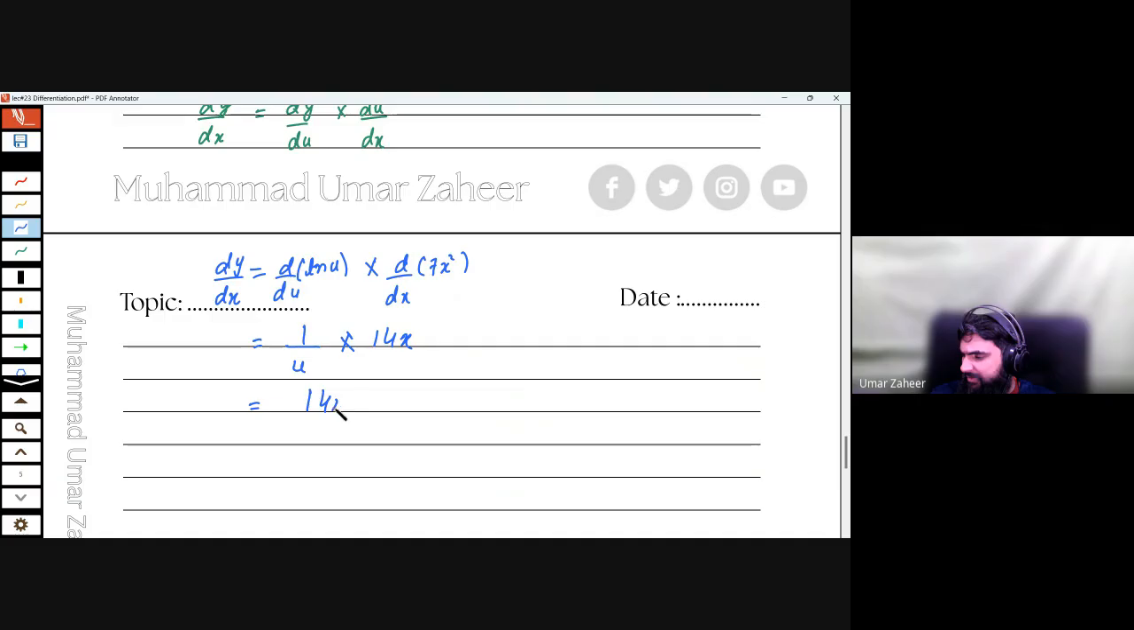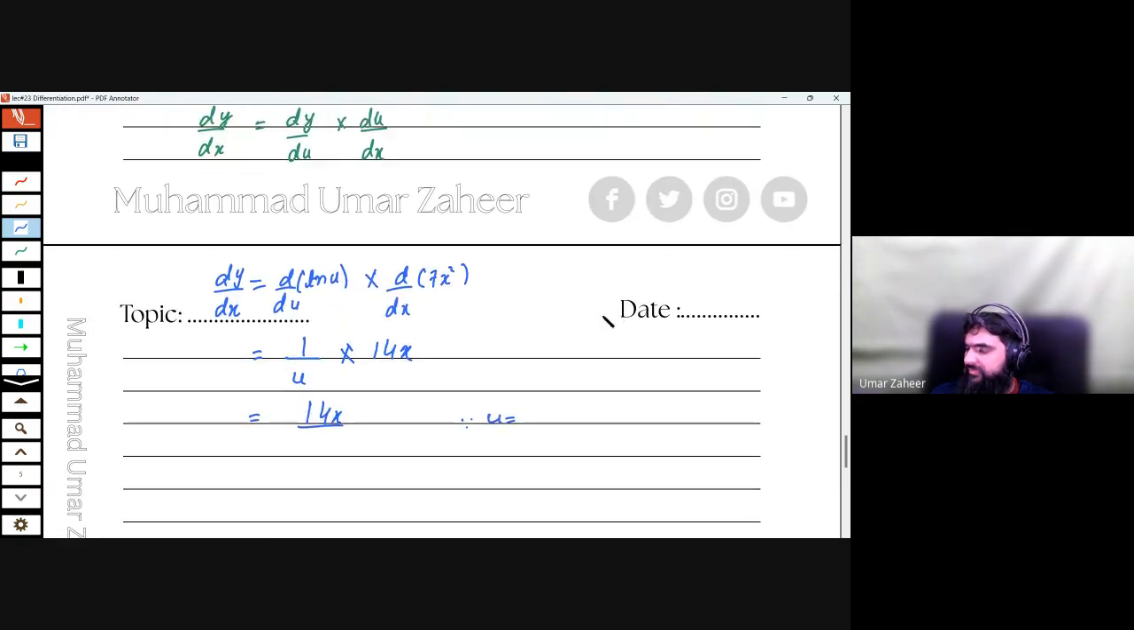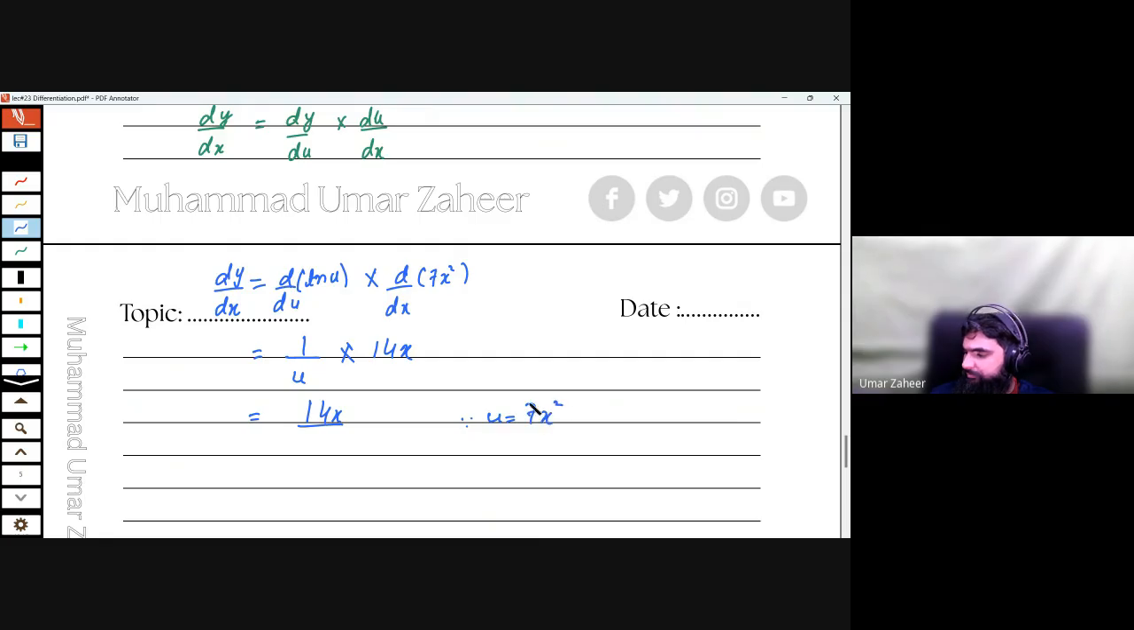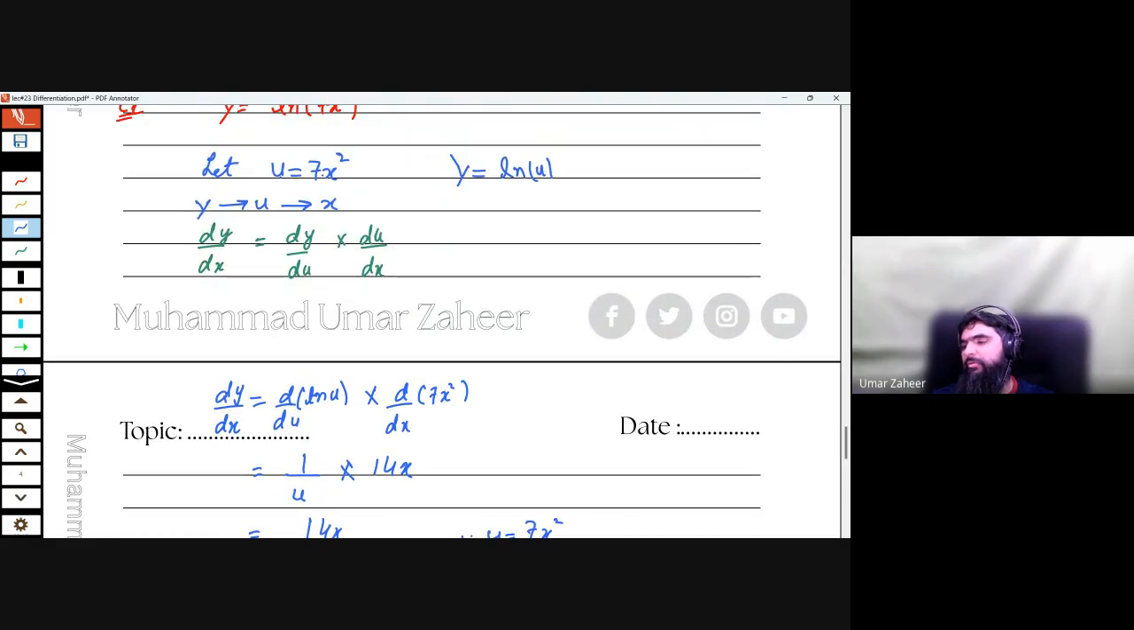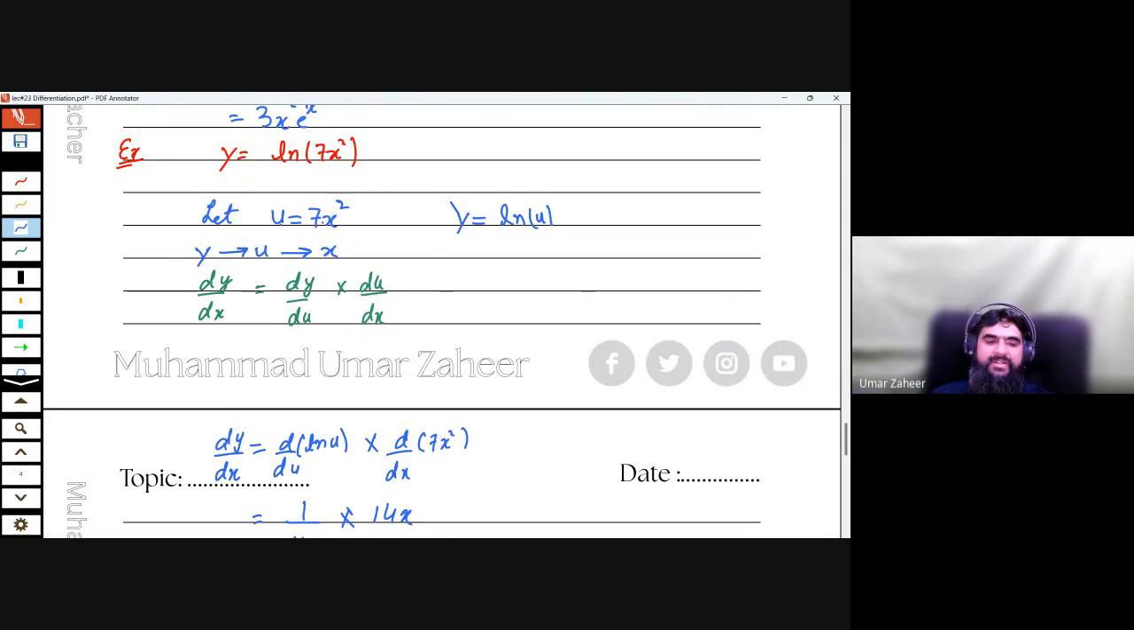Now replace the u value with x. You know that u is equal to 7x squared. Now simplify them. 7 times 2 is 14. X is cancelled out. You will get simply 1 over x. So we get the derivative dy by dx of y is equal to natural log of 7x squared. So we are doing it with the help of the chain rule, right? Okay.